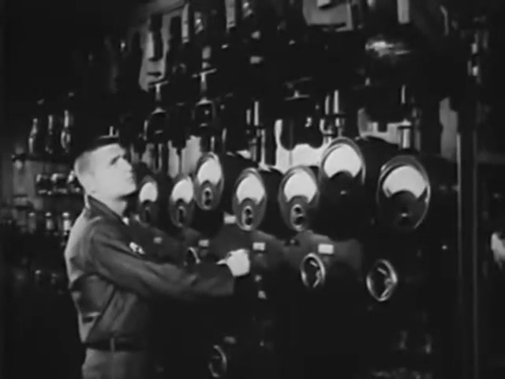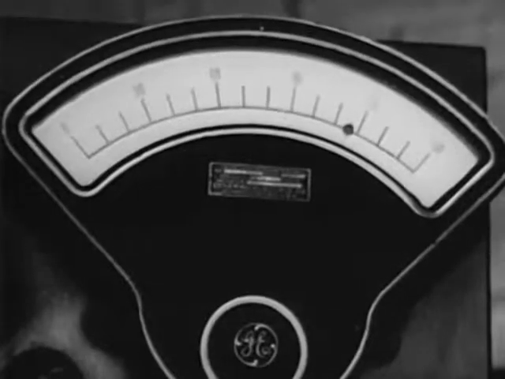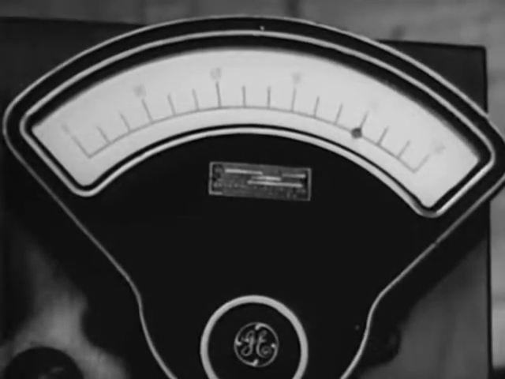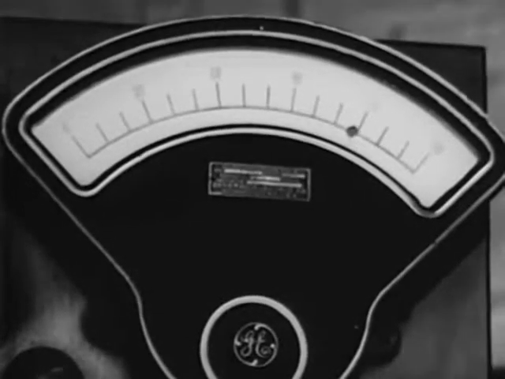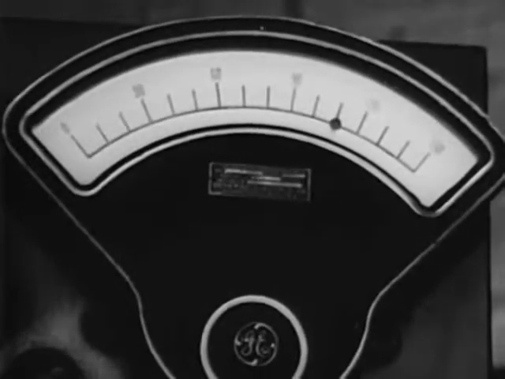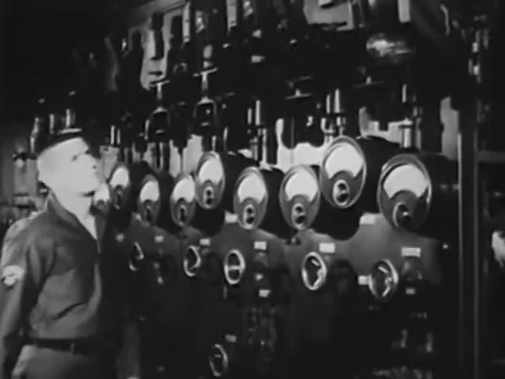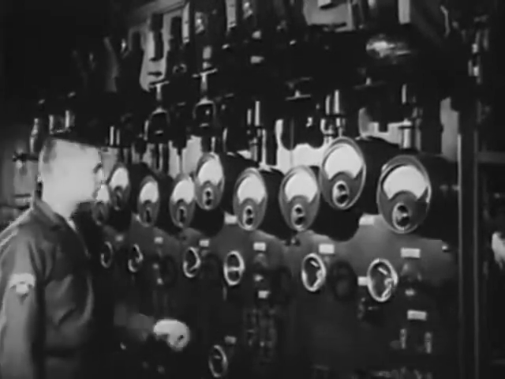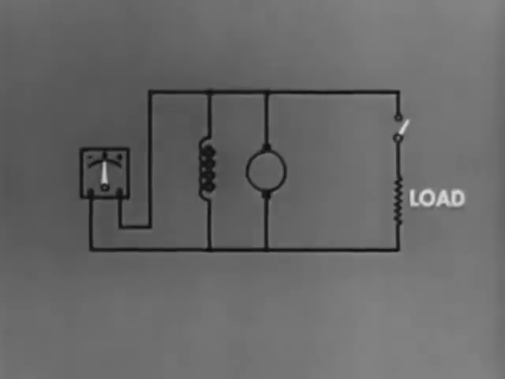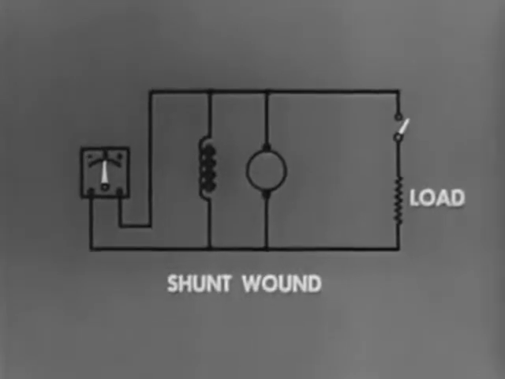When the load is increased, the voltage will increase. When the load decreases, voltage will decrease. Voltage regulation in the series-wound generator, therefore, is very poor. When instead of in series, the field winding is connected in parallel with the armature and the load, we have a shunt-wound generator.